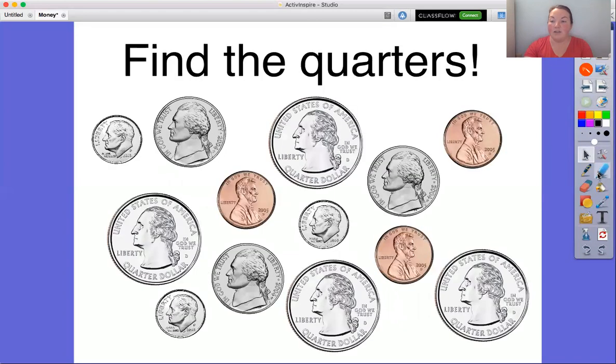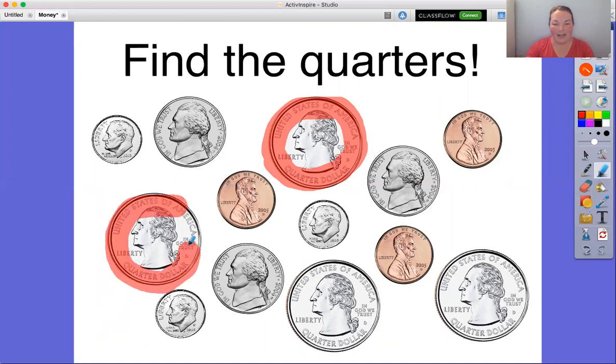Okay, so let's find some quarters. This big guy right here is a quarter. He's bigger than all the other coins. Is this a quarter? No, wrong color. That's a penny. What about this guy? Yeah, this is a quarter right here. Is this a quarter? No, that's a nickel. Is this a quarter? No, that's a dime. It's too little to be a quarter.